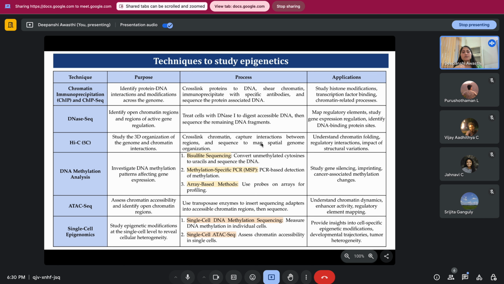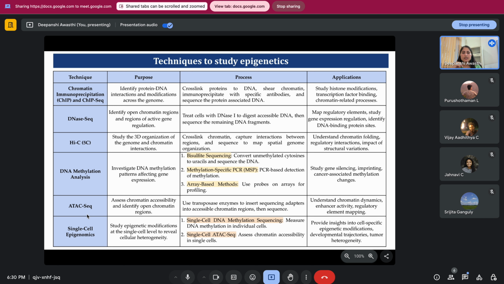So in the end, when we sequence, all those cytosines which will be in the sequence, it means they all are methylated. So in that way, we will be able to understand the methylation pattern, and it will also help us to study gene silencing, imprinting, and cancer-associated methylation changes. So if we take the sample of a cancer patient and compare it with a normal patient, then also we can compare how the DNA methylation pattern is changing.